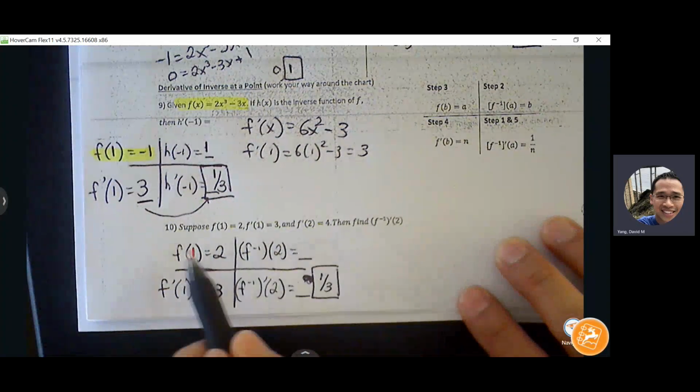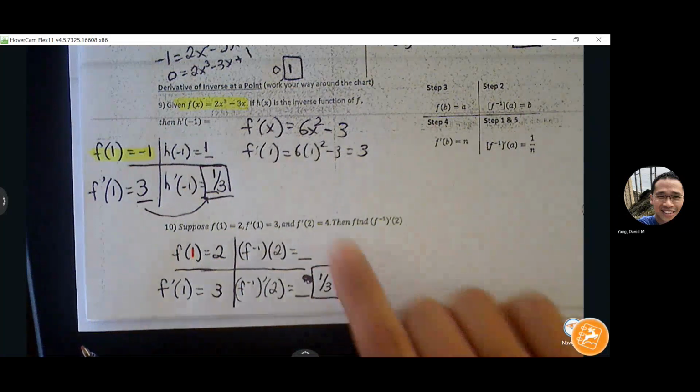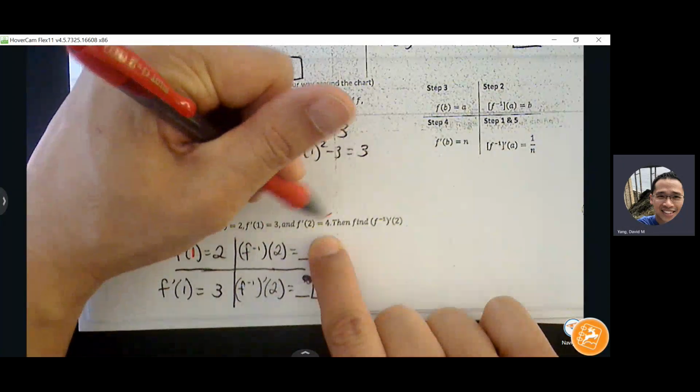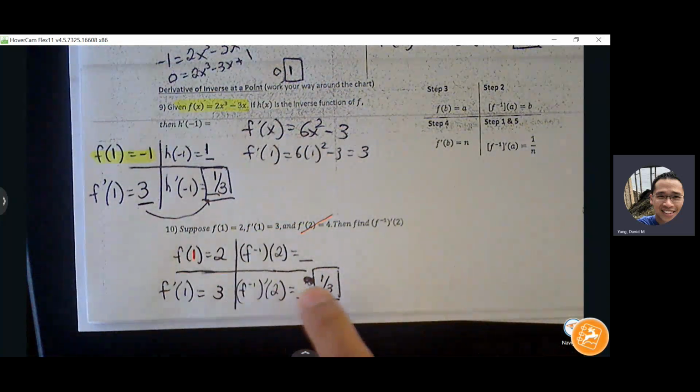Now, what information do we not need in this problem? Yeah, so this is there to throw students off, right? So this is not even needed, but it's not part of this process, right?